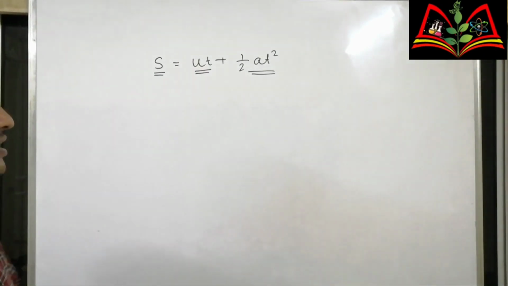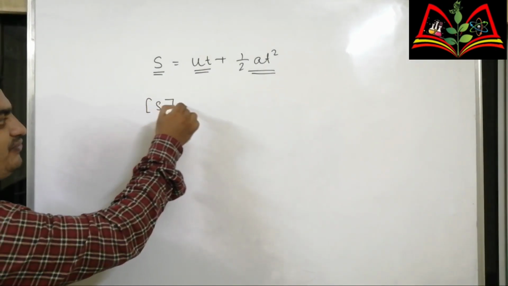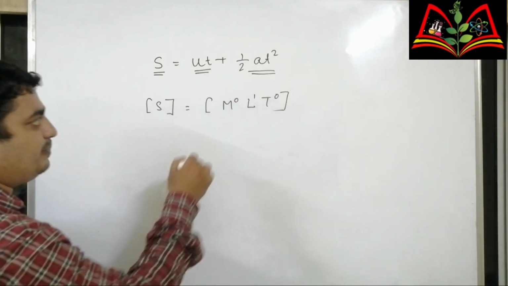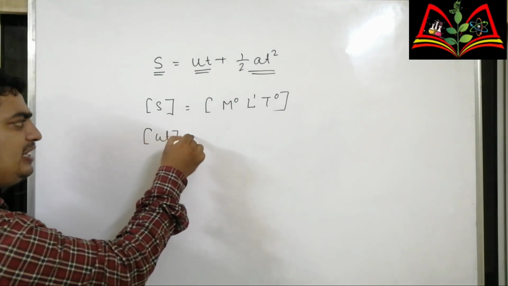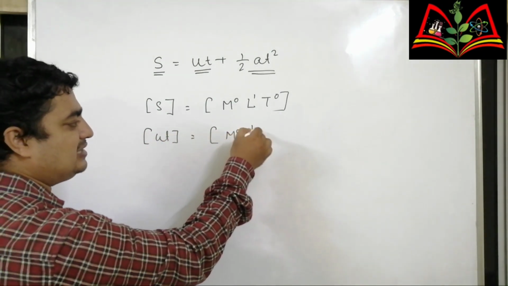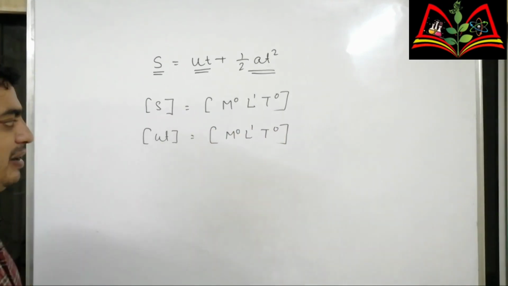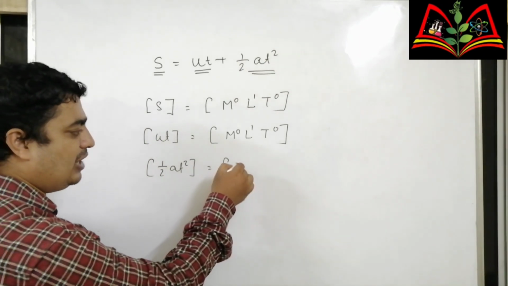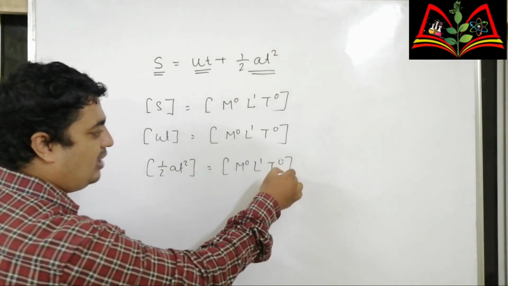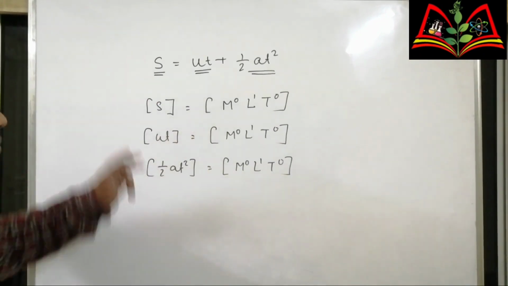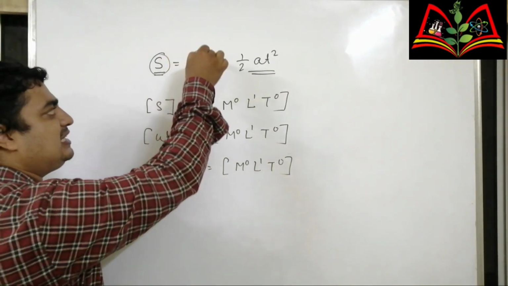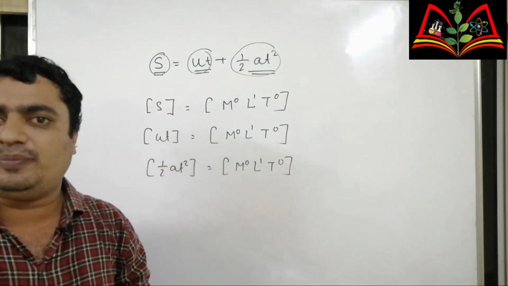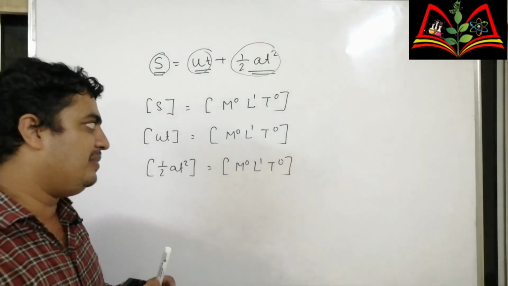There are three terms. If we check the dimension of s, it is M to the power 0, L to the power 1, T to the power 0. Dimension of ut is also M to the power 0, L to the power 1, T to the power 0. Dimension of half at square is also M to the power 0, L to the power 1, T to the power 0. So, every term in a physical equation has the same dimensions. This is called the principle of homogeneity of dimensions.